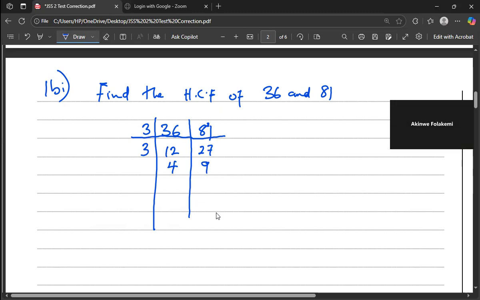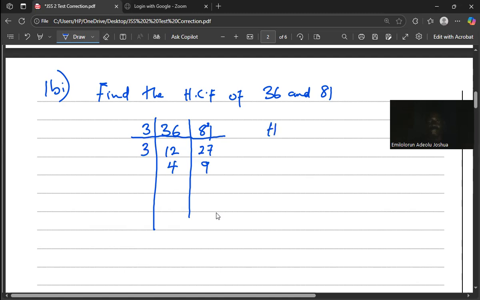Is there any common factor of 4 and 9? Do you know any? Since there is no other factor that can divide 4 and 9, that means you're going to be stopping here. You won't end it in 1. Do you understand? That's LCM. You break it down to 1 in LCM, but in HCF, no.